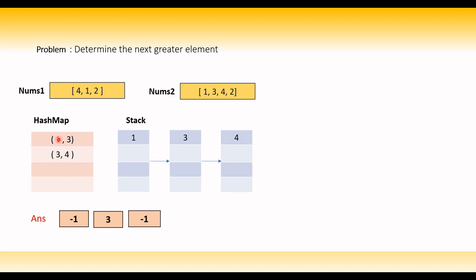So once we have this hash map, when we want to return the result, what we can do is check one by one if there is any key for 4 available in the hash map. 4 is not available in the hash map, so it doesn't contain any key, so we'll be returning -1. Then again we check for 1. For 1 there is a key in the hash map, so we'll be returning its value which is 3. Then again for the third element 2, since 2 doesn't exist in the hash map, no value will be returned and we'll be returning -1.